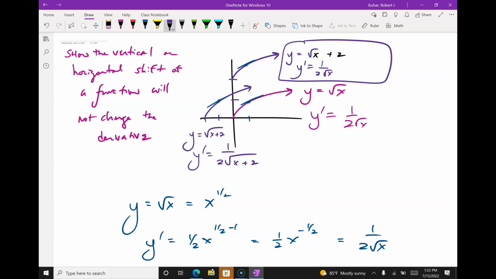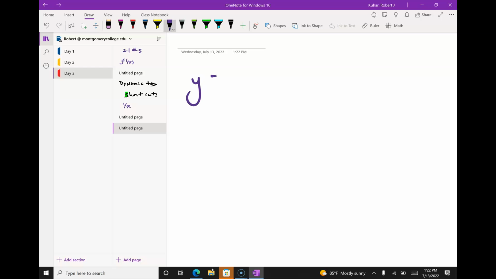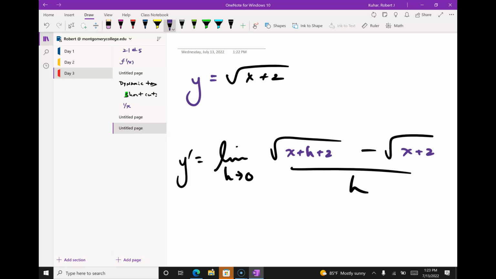So if y equals square root of x plus 2, y prime is the limit as h goes to 0 of what? What am I putting inside the first radical? Nice, x plus h plus 2. And the second radical is the original function, x plus 2, all over h. And I'm going to call that thing star.